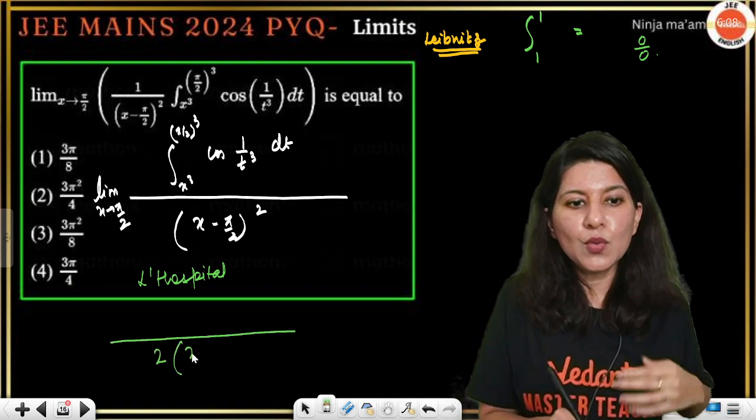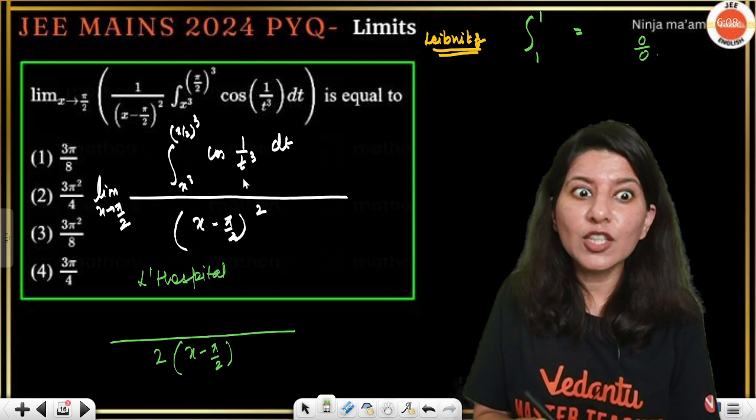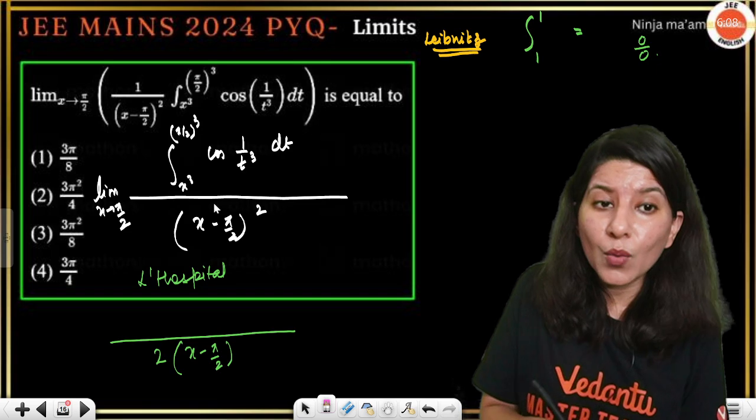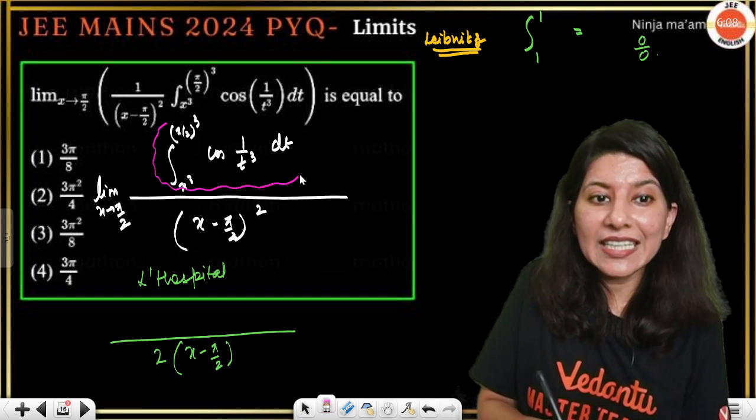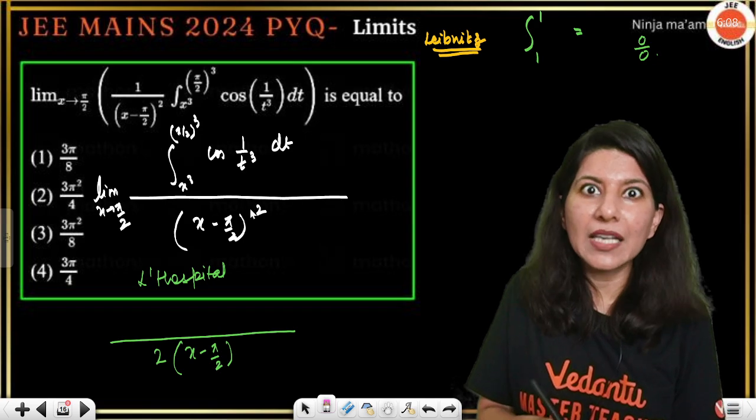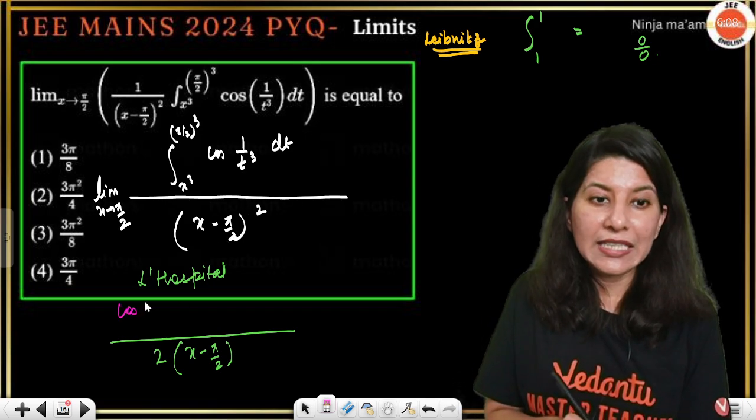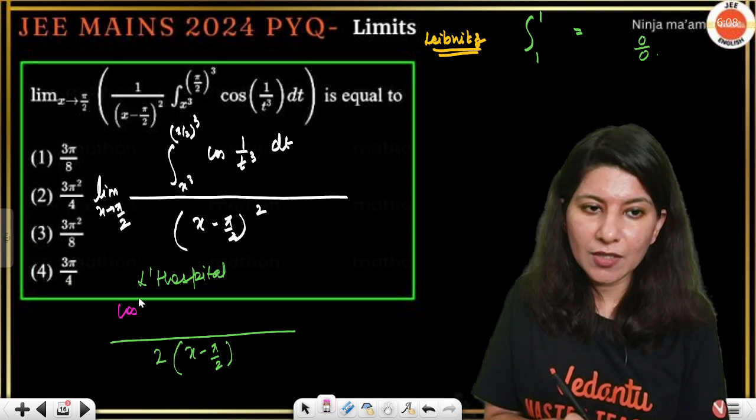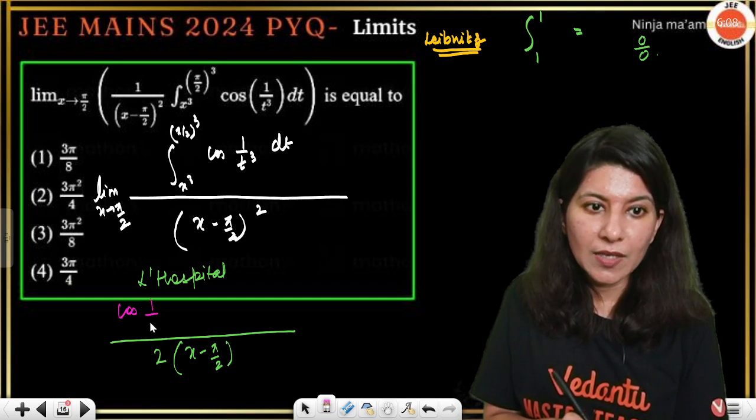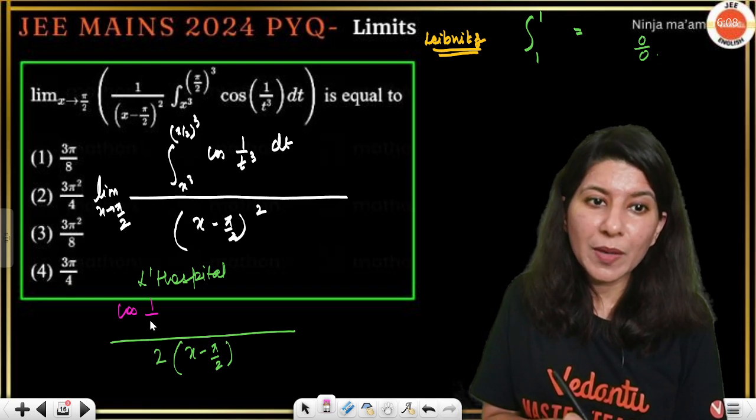So it will become 2x minus pi by 2, and we have to separately differentiate the numerator. To differentiate the integration of this thing, we will need Leibniz theorem. Leibniz theorem allows us to differentiate these kinds of functions. So cos of, now t will be replaced by the upper limit. Cos of 1 upon the upper limit, pi by 2 cube. One more cube is already there, so pi by 2 power 6.